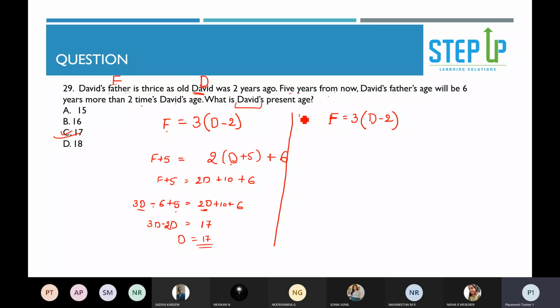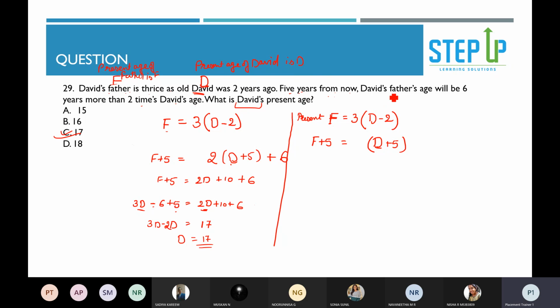Now, 5 years from now, this is present. We are talking about the present. Present age of David is D. Present age of father is F. So 5 years from now, it means that father will be F plus 5 and David will be D plus 5. D was his present age, 5 years later will be D plus 5.